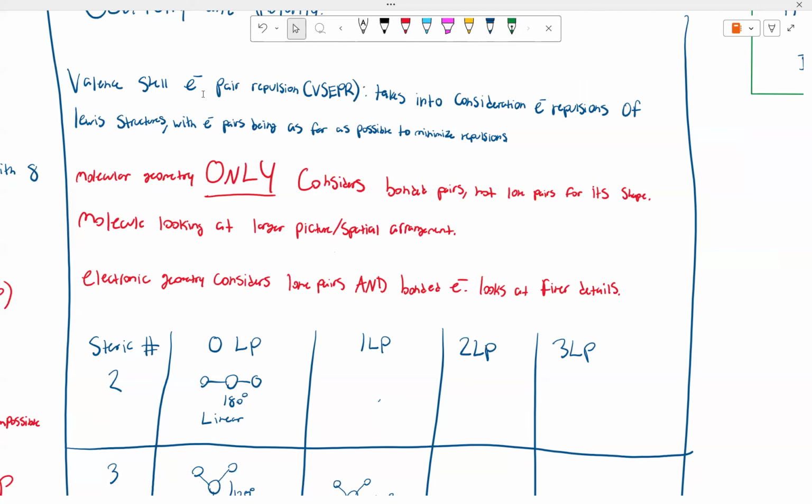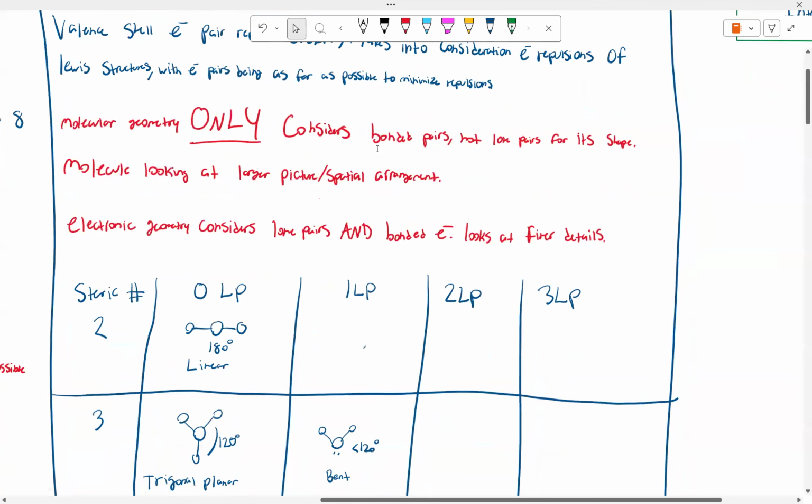Whereas electronic geometry, hence its name, is looking at all of the electrons. So where are all of the electrons? It considers lone pairs and bonded electrons, looking more at the finer details, whereas molecular geometry is more of the shape, the broader picture.